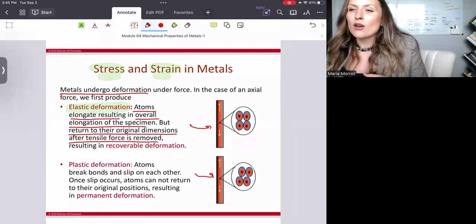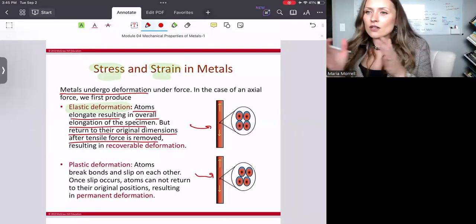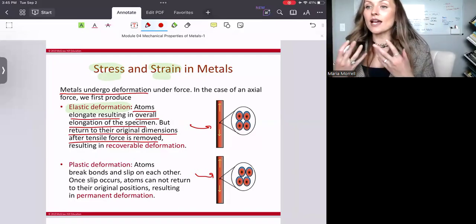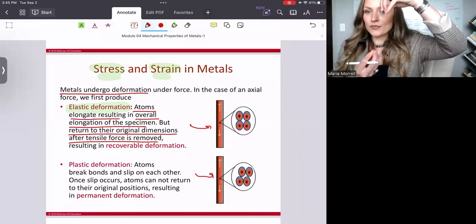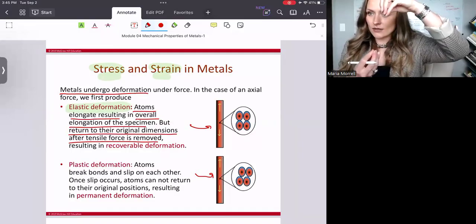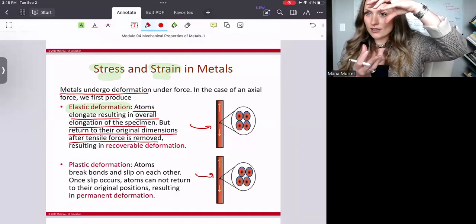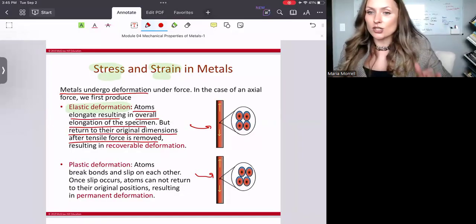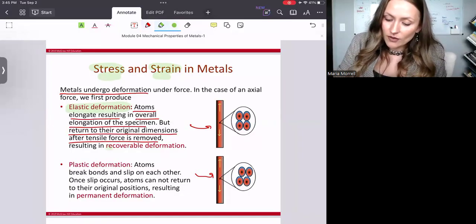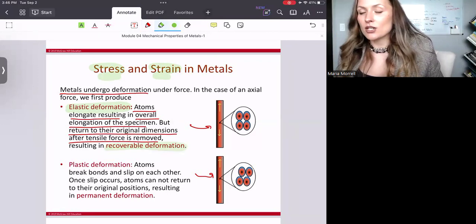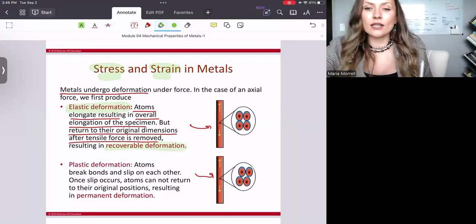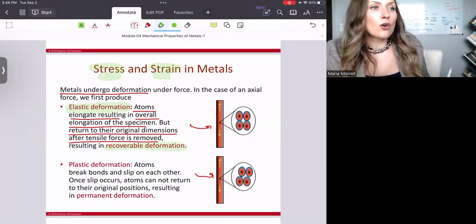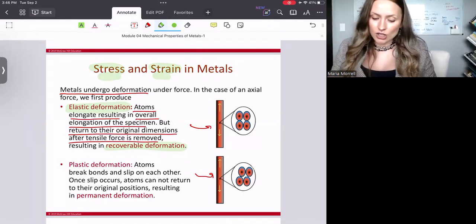This is why when we say elastic deformation, think of the rubber band. That's exactly what happens. We elongate and the atoms actually stretch, and that's why the entire material stretches. But if we are applying only elastic deformation and I release the force, the material goes back to its original shape. This is why we call it recoverable deformation, meaning that in the process of elastic deformation, you can still go back to the original shape.